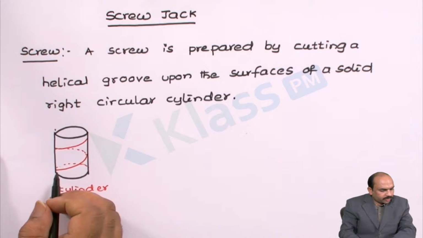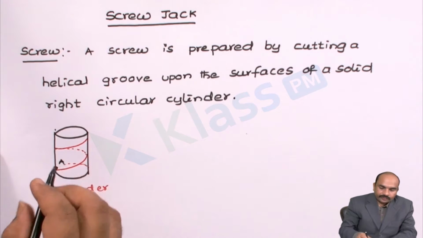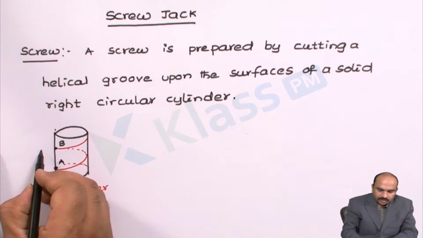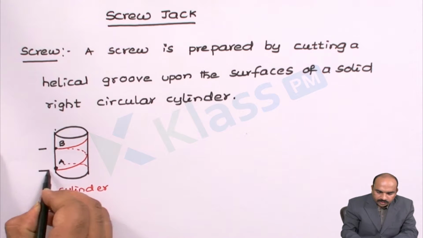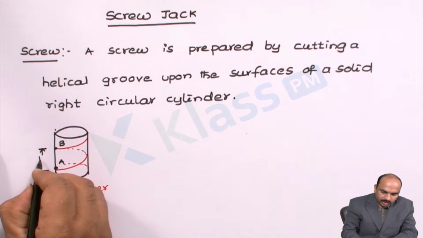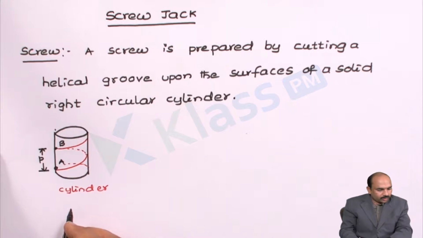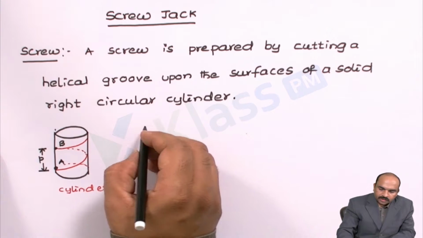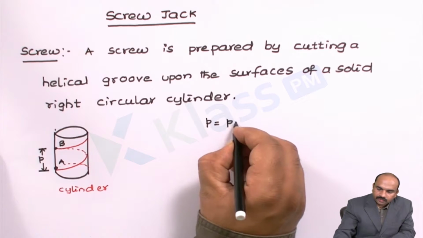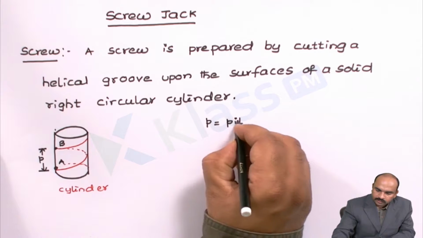Now the distance between this point, let us say A, and this point, let us say B, is nothing but a small p. So what is small p? Small p is the pitch of the two grooves.